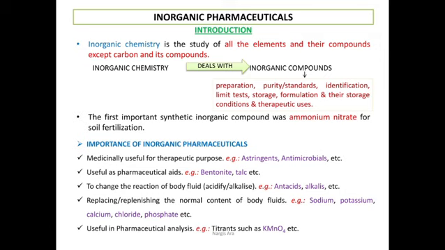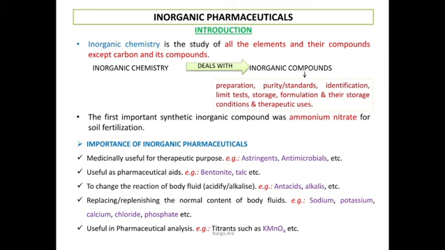Next, importance of inorganic pharmaceuticals. It is medicinally useful for therapeutic purposes, for example, astringents, antimicrobials, etc. It is used as pharmaceutical aids, for example, bentonite, talc, etc. It is used to change the reaction of body fluids, for example, antacids, alkalis, etc. It is used to replace the normal content of body fluids, for example, sodium, potassium, calcium, chloride, phosphate, etc.